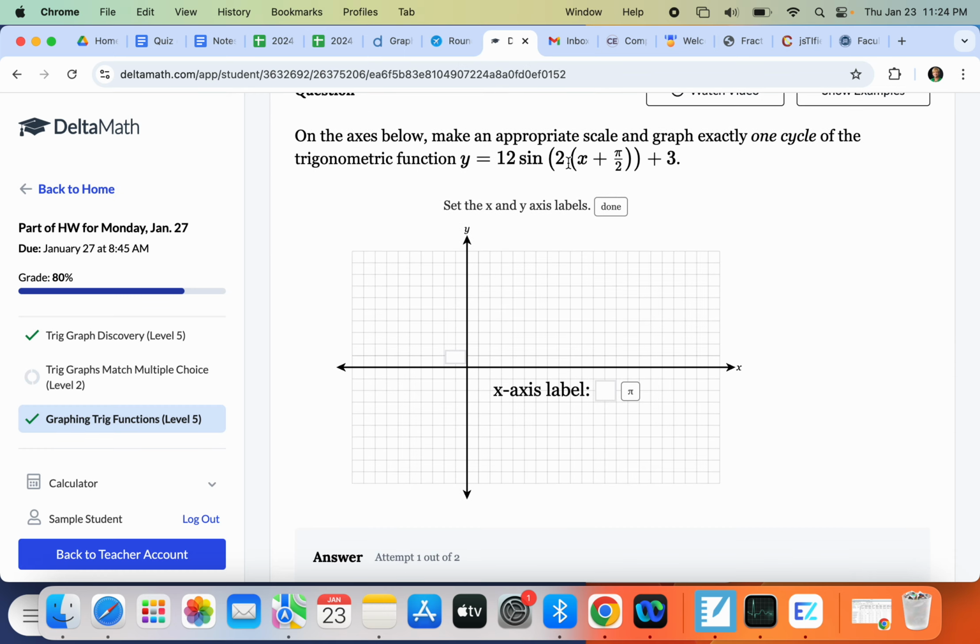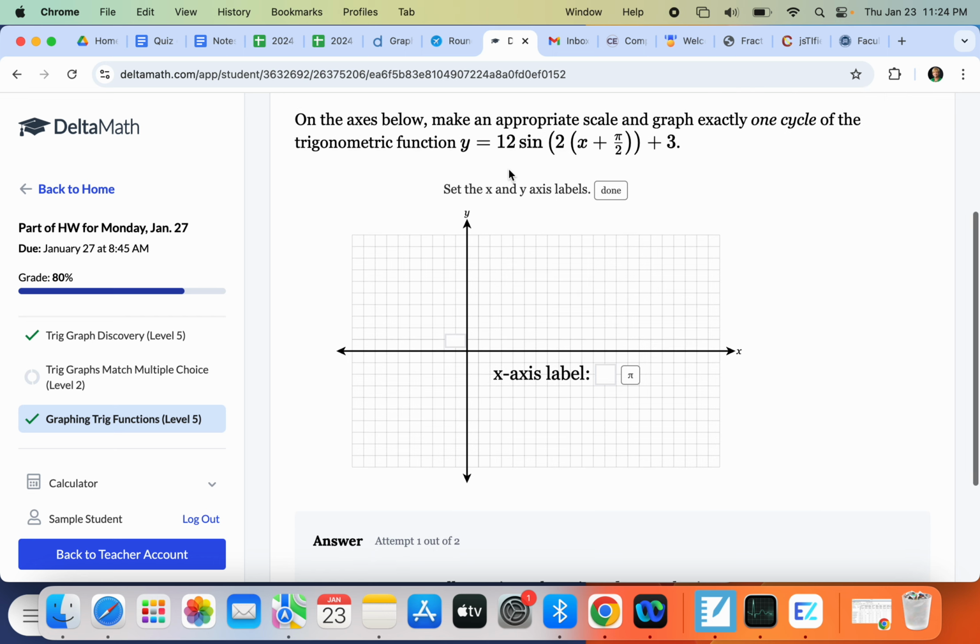All right, so what I've got to think about is the amplitude's 12, and I'm starting up at 3. So I've got to go pretty far. I've got to at least go to 15, so let's count by 3s. And then label your x-axis with the end of the period, which we'll talk about in just a minute.